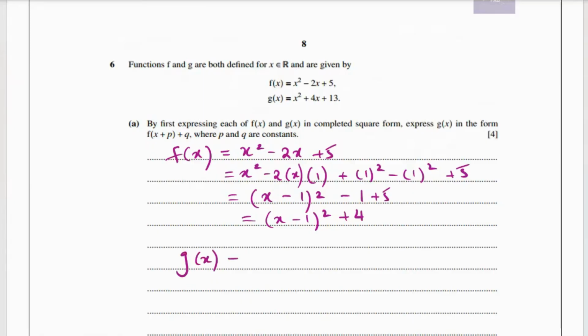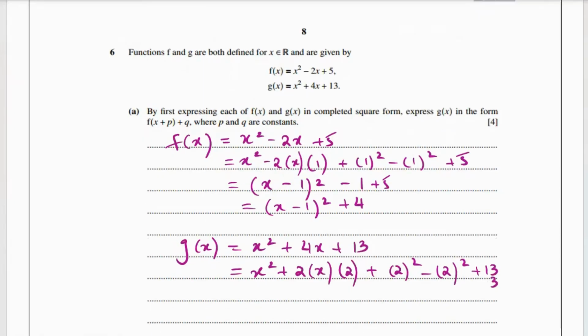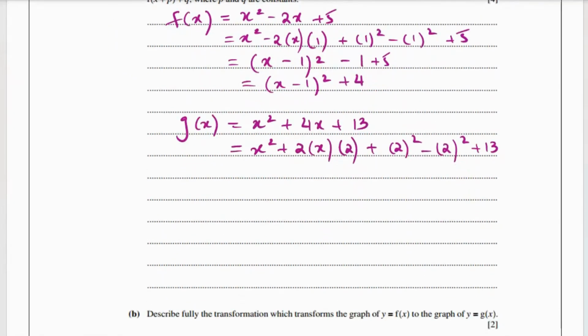Then for g of x, it's x squared plus 4x plus 13. So x squared plus 2 times x times 2, which means it's going to be plus 2 squared minus 2 squared plus 13. That's going to be x plus 2 whole squared minus 4 plus 13, which is going to be x plus 2 whole squared plus 9.